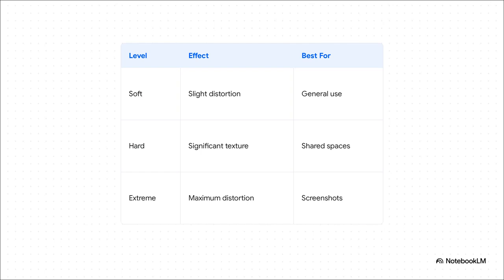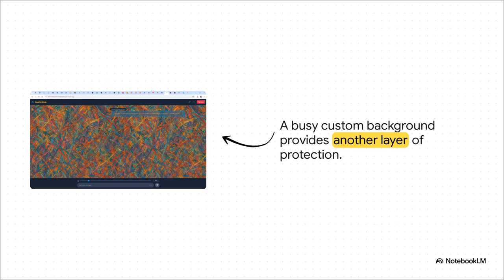And you even get to choose how intense you want it to be. Soft just adds a little bit of distortion, great for general use. Hard gives you a lot more texture, perfect for when you're in a public space like a coffee shop. And extreme? Well, that's what you use when you think someone might be trying to take a screenshot of your chat.